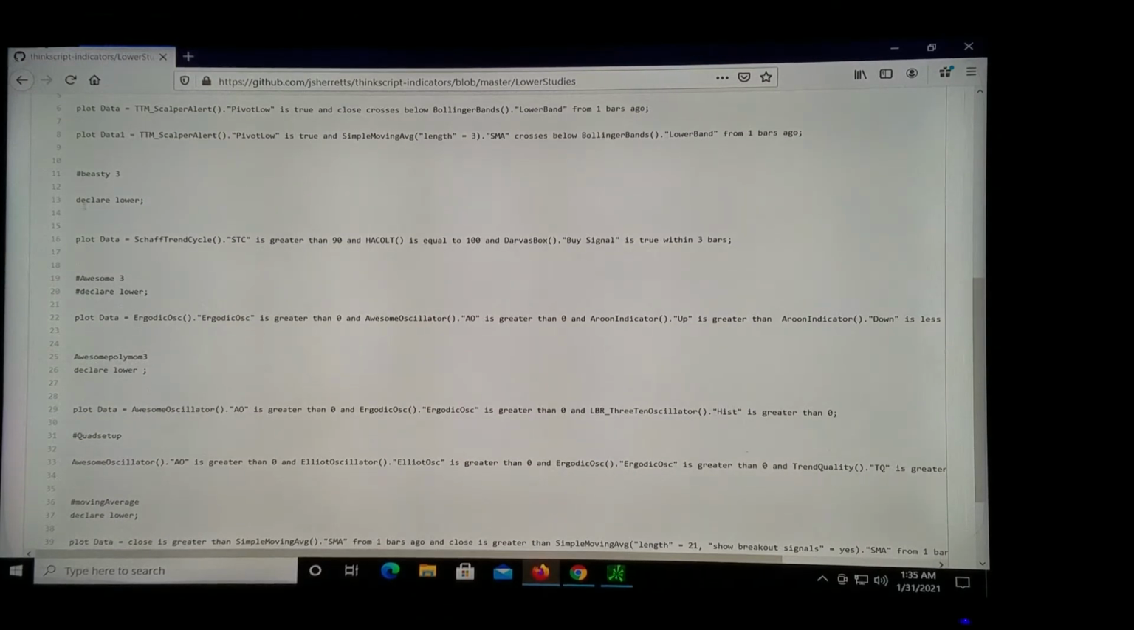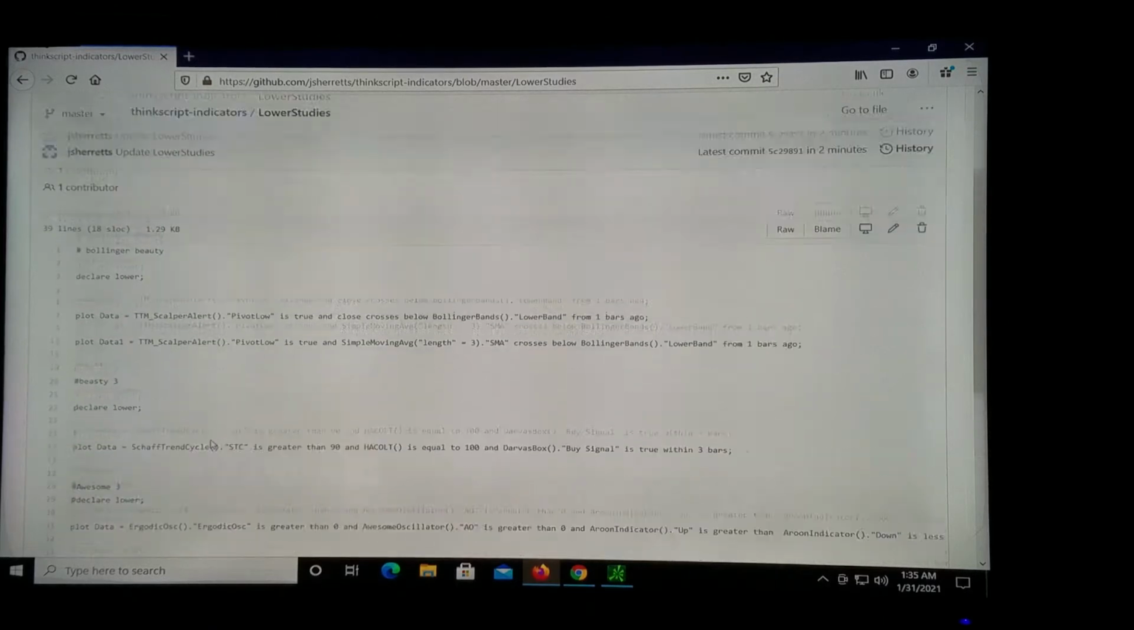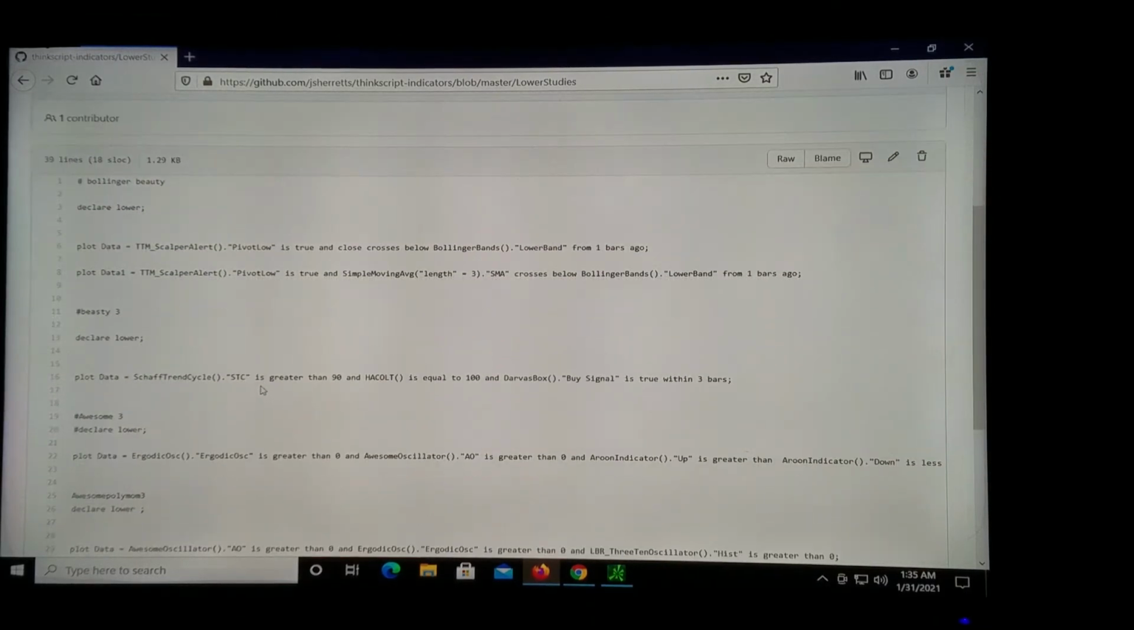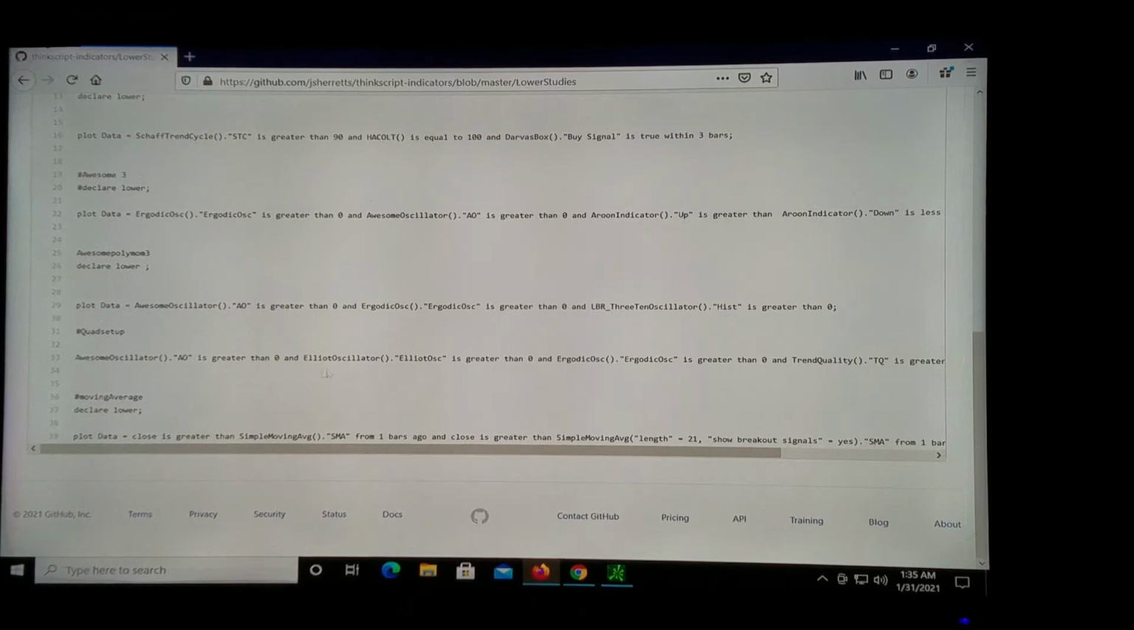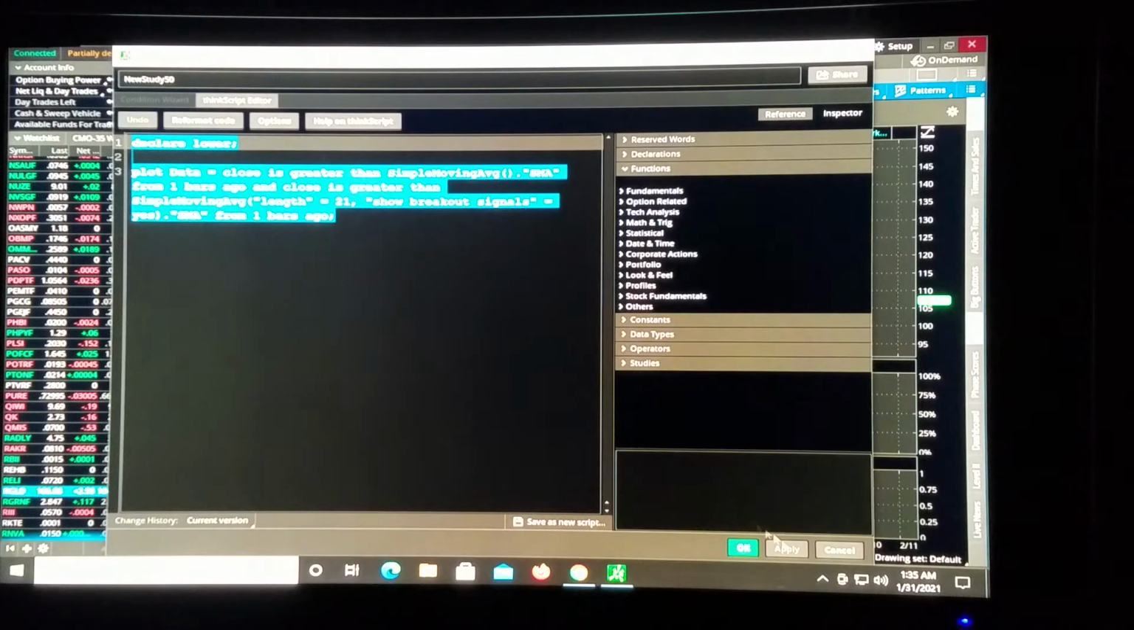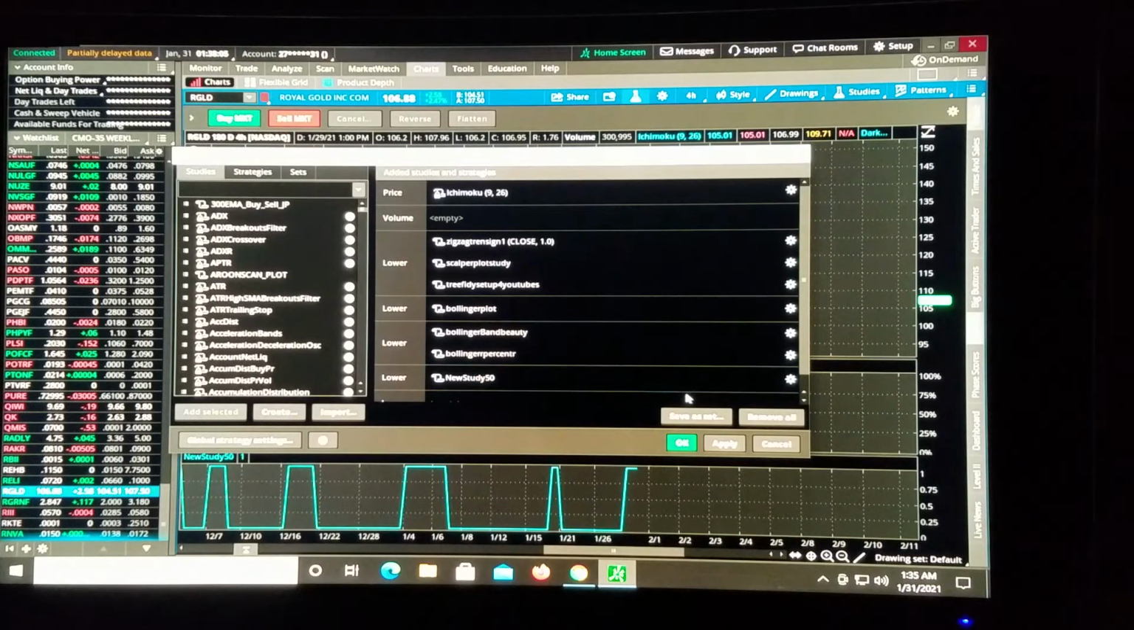All of these are studies you can copy and paste right into your Thinkorswim, ones that I've made and covered videos on, so definitely go back and look through these and look up the videos the indicators might pertain to. Shaft Trend Cycle, H.A. Colt, Awesome Oscillator, and so on. I think you'll find some really interesting studies and some really interesting ways you can use them. Okay, so that's done. Now let's get back to it.